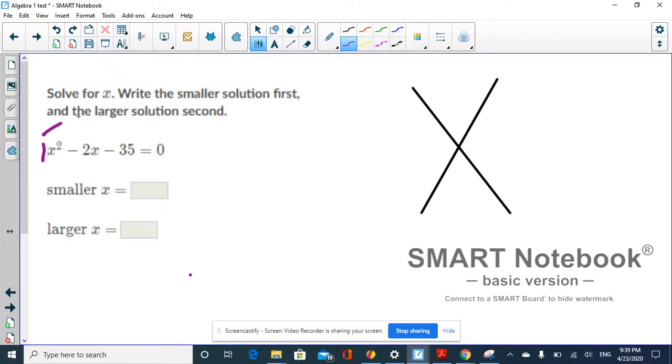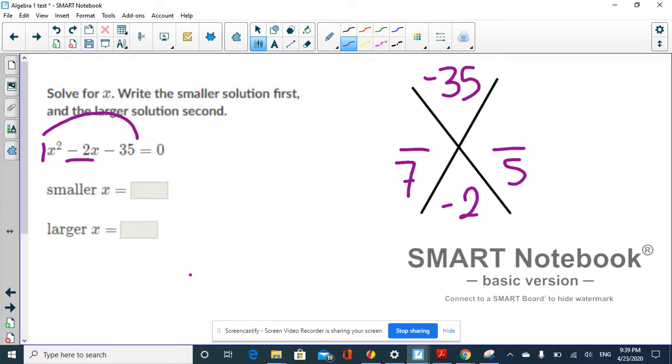We multiply the first and the last, put them up, negative 35. Don't forget the sign. And the middle term, or the coefficient of x, negative 2. Now we have to think about two numbers. If we multiply, the product is negative 35, and if you add, the sum will be negative 2. First, 35, we have 5 times 7 gives you 35. But this is negative, which means one of these two numbers should be negative. The middle term is negative, that means the larger number is negative, and the smaller will be positive.